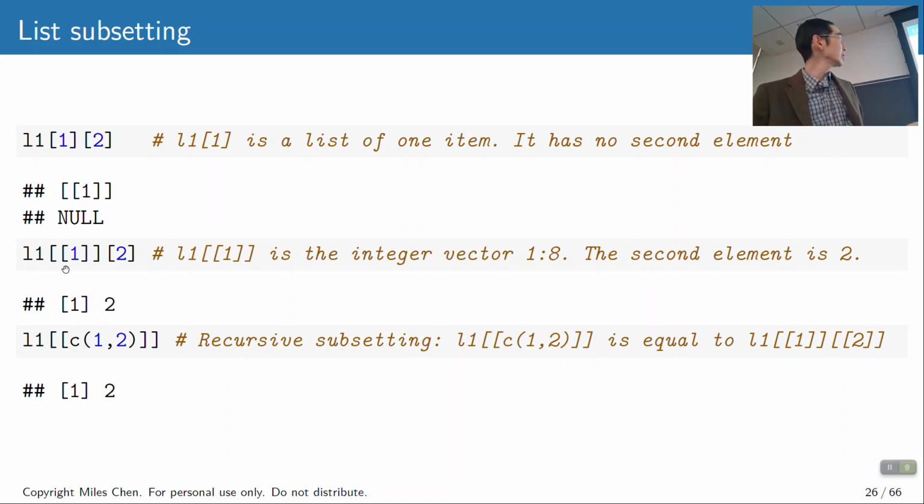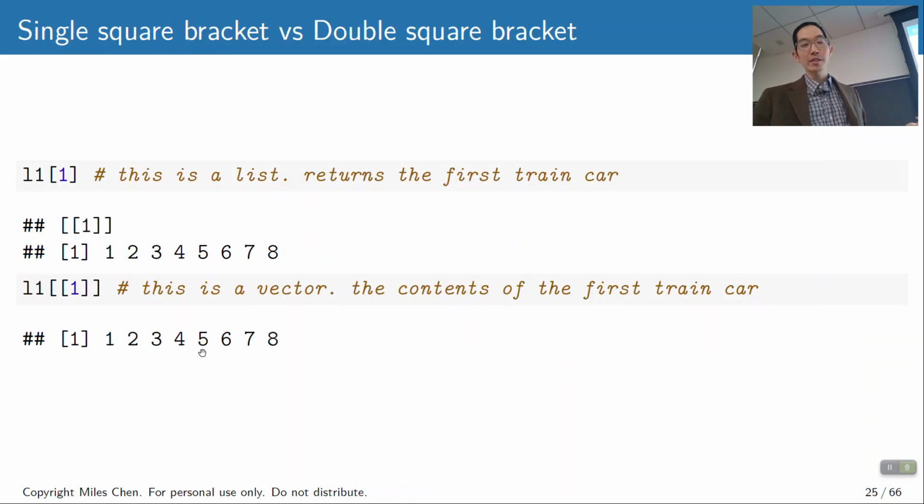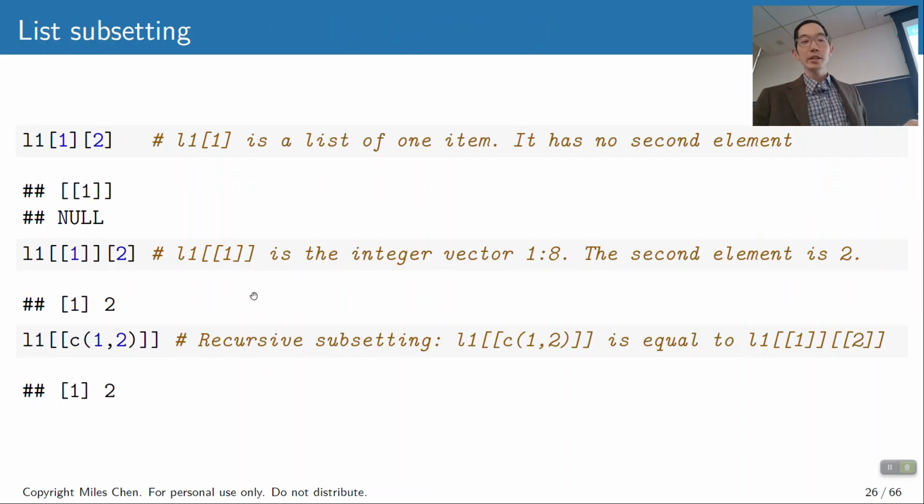Whereas over here, we're saying, okay, what is the object inside the first train? The object inside here is this vector, 1 through 8, and then we're saying, hey, what's the second element of that, right? So think of L1 double square bracket 1 as its own thing, and once you have that, what's the second thing in there? That's the number 2, okay?